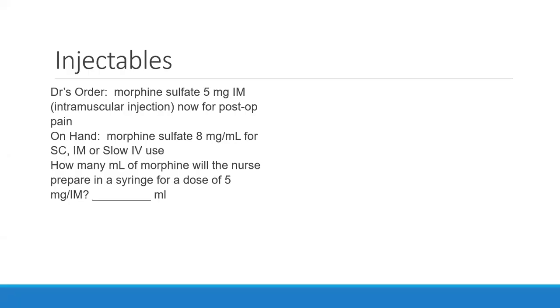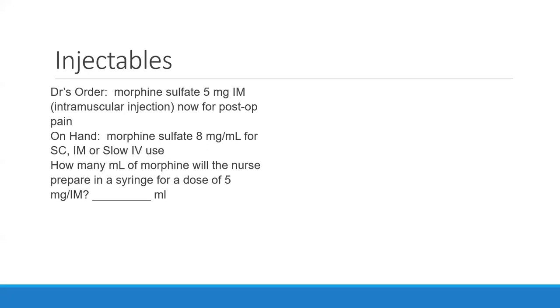With our injectables, our doctor's order is morphine sulfate 5 milligrams IM, which is an intramuscular injection, for post-op pain. On hand, we've got morphine sulfate 8 milligrams per mL for subcutaneous, IM, or slow IV use. How many mLs will the nurse prepare in a syringe for a dose of 5 milligrams IM?